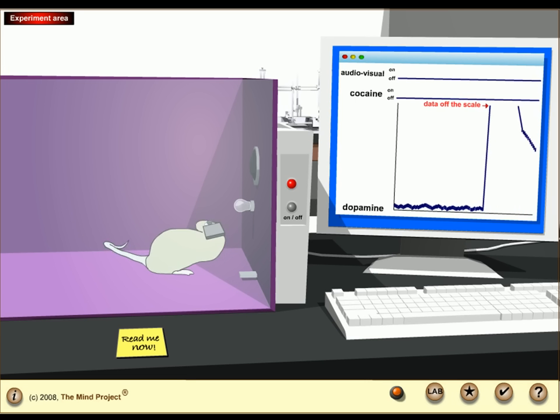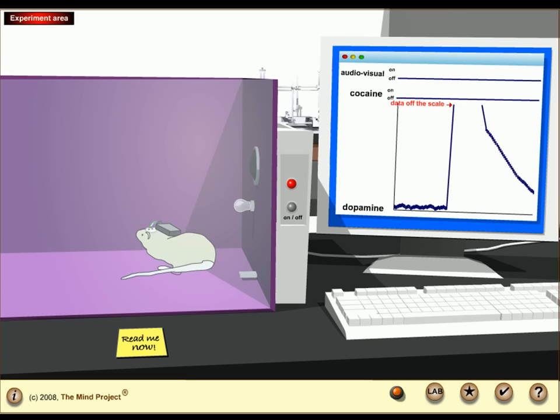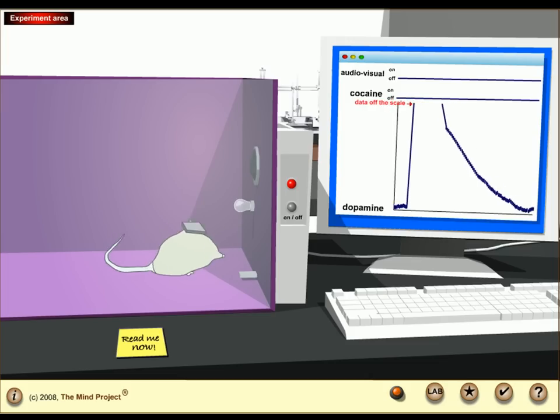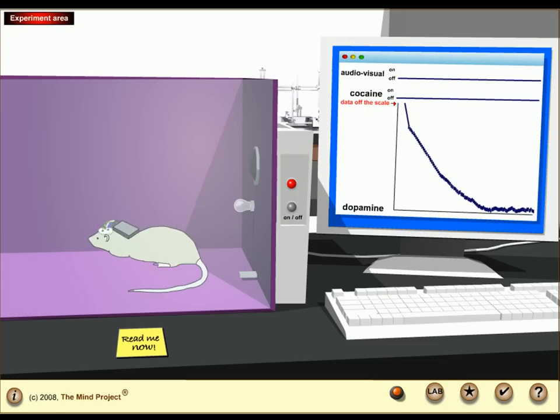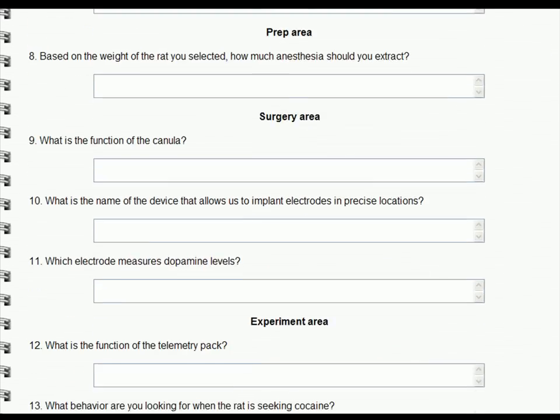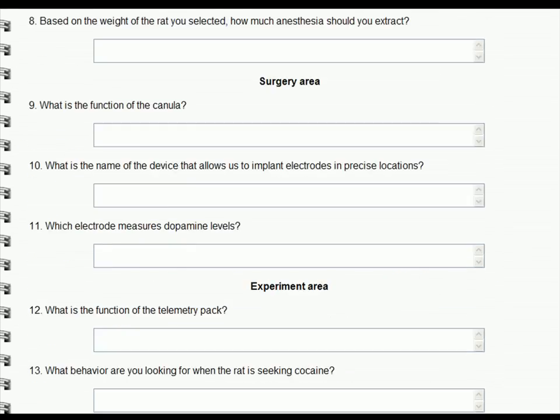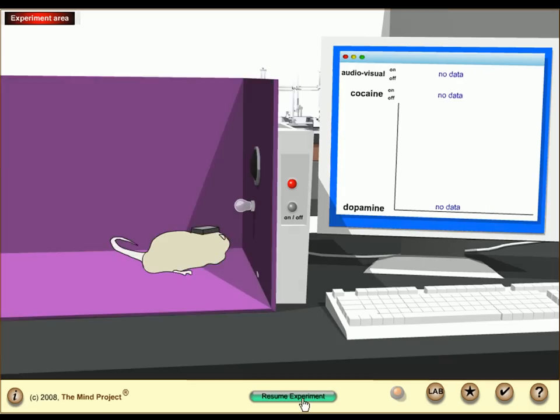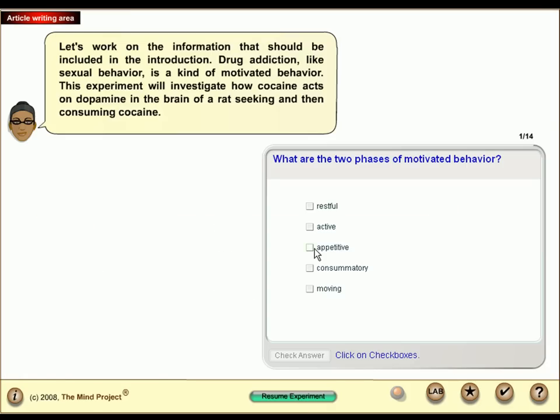As you work through the dopamine study, it is your responsibility to take notes of the observations that you make, which you record in a lab notebook. When the experiment is completed, you'll respond to a number of questions, which will effectively organize the information that you gathered in your lab notebook.